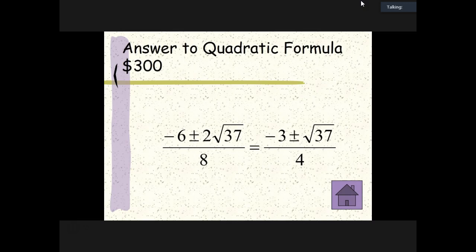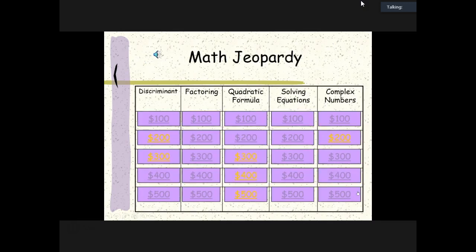Good job, Garrett. That means Maddie gets to pick category and points this time, not Nick. Maddie, let's go. 500. Or you could just do discriminant for 400. What? Discriminant for 400? All right.